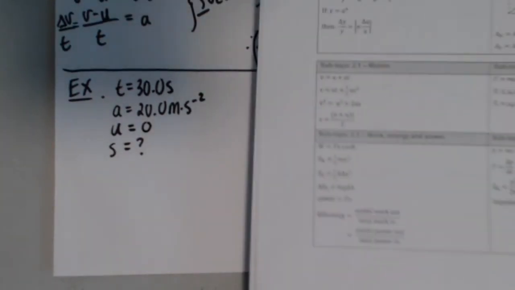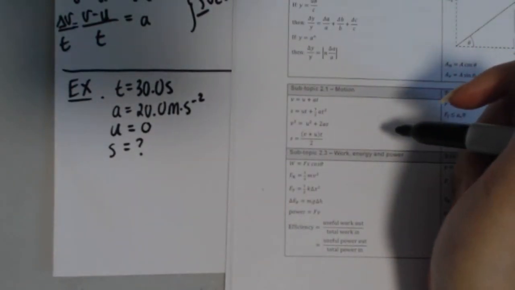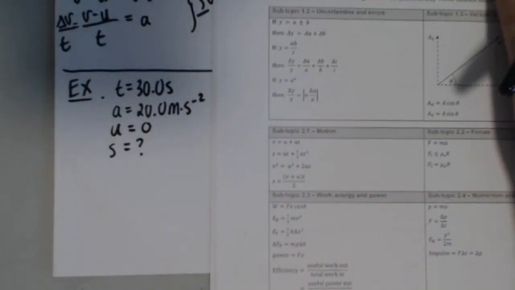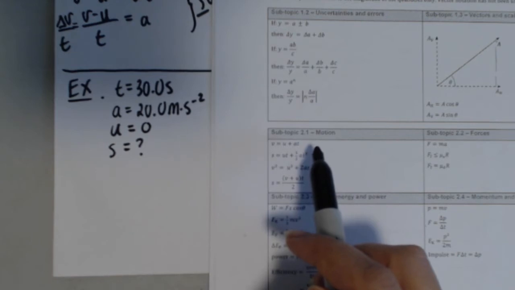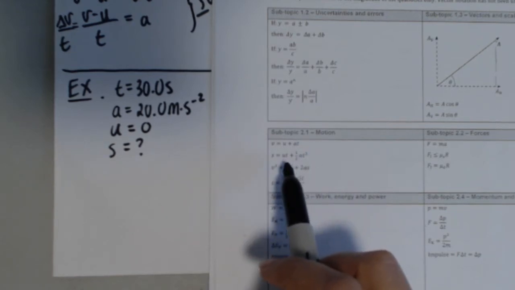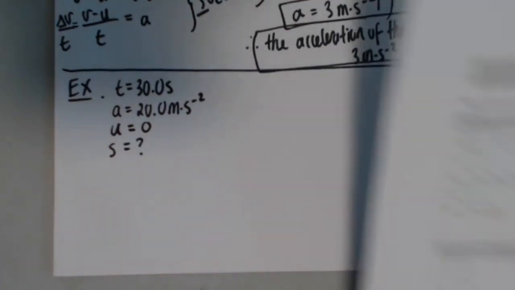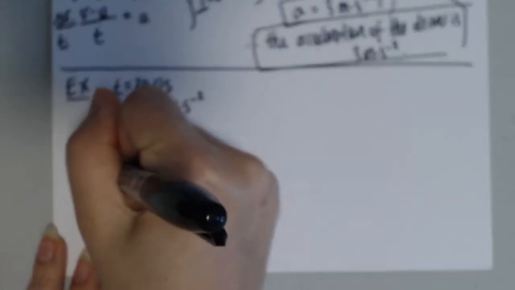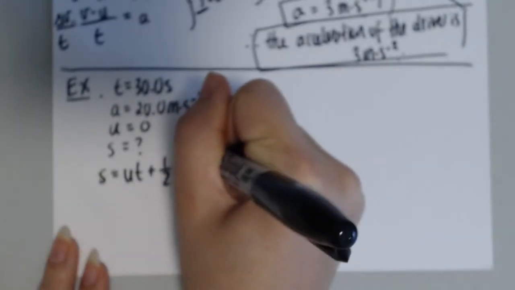All right, so if we look at our formula booklet, we have u, a, t, and we need s. The first formula has v, u, a, t. Since we don't need v, we're not using the first one. The next one has s, which is what we're looking for. It has u, t, and a, which is perfect. So we're going to be using that second formula there. s = ut + 1/2 at².